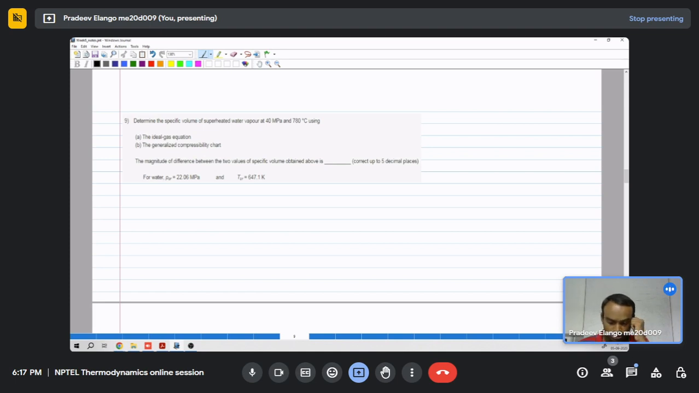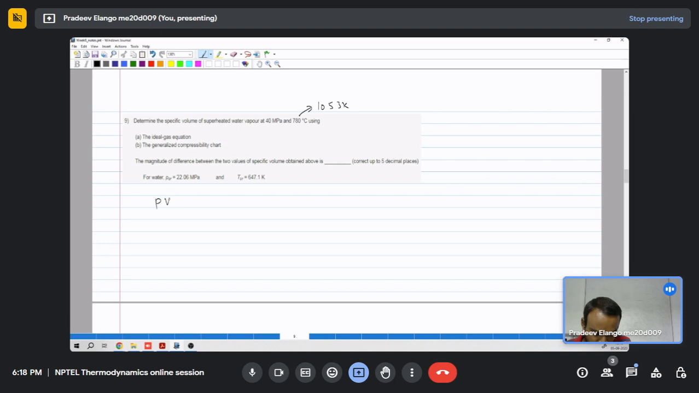So the next question is, determine the specific volume of superheated vapor at 40 megapascal and 780 degrees Celsius using the ideal gas equation and the generalized compressibility chart. So now the 780 degrees Celsius we can calculate as 1053 Kelvin.